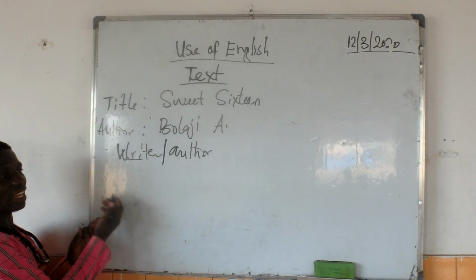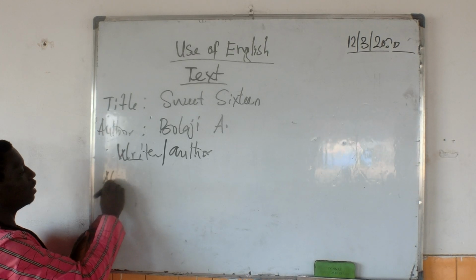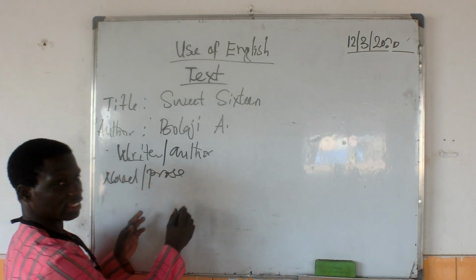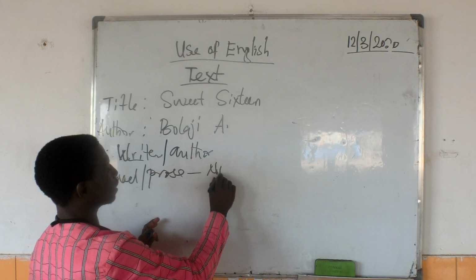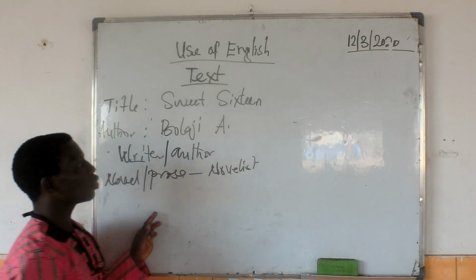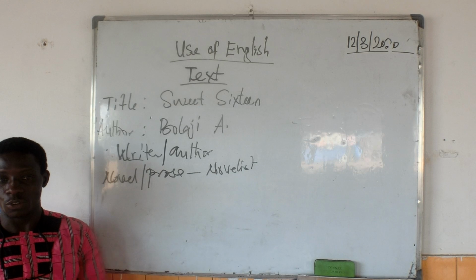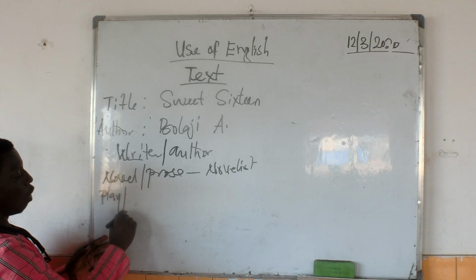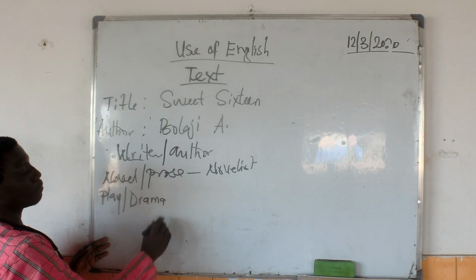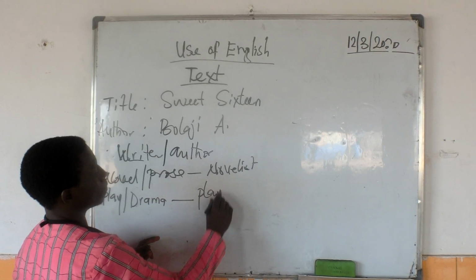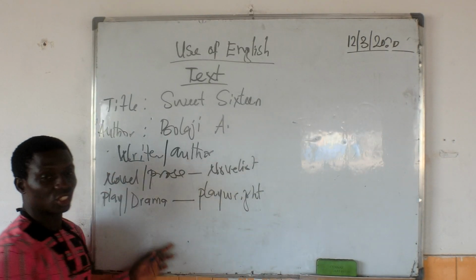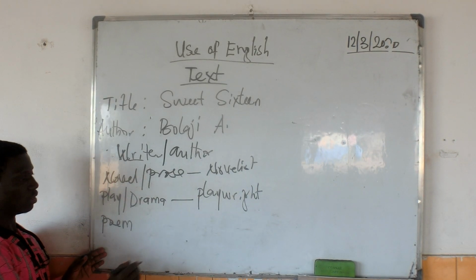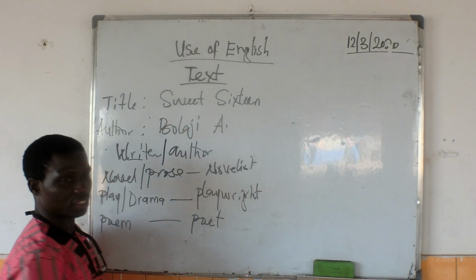But somebody who specializes in writing novel or prose work, are you getting me? We call such person novelist. So Bolaji Abdullahi is a novelist. Then people who specialize in writing play or drama is what we call playwrights. So he is not a playwright. Then people who specialize in writing poem is what we call poets.